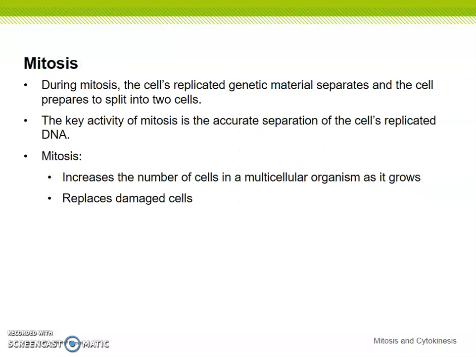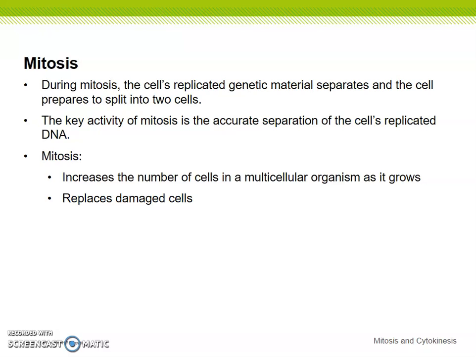Mitosis is the process that makes new cells. During mitosis, the cells replicated genetic material. Remember that replication happened during interphase, during the S phase. Mitosis is the process of separating that genetic material. So during mitosis, the cell's replicated genetic material separates and the cell prepares to split into two cells.